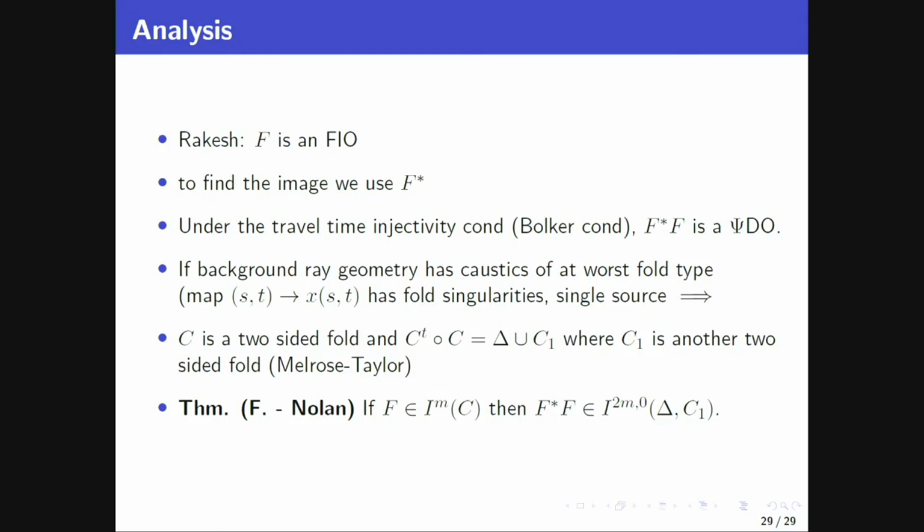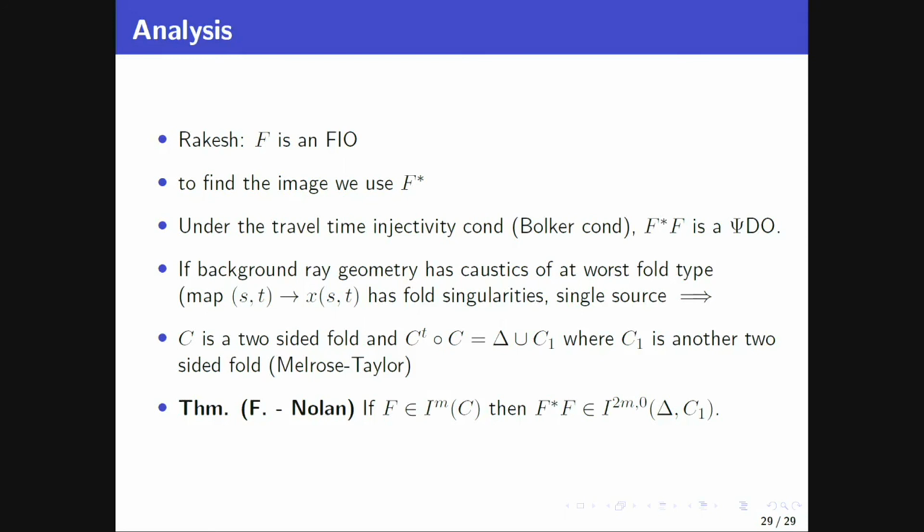If we have the Bolker condition, then this is a pseudodifferential operator, a very nice operator, and when this is elliptic, it can be inverted. In seismology, the Bolker condition means the travel time injectivity condition. It's the same thing, that's how they call it. But if this is not satisfied, and this is the case many times, in other words, if you have caustics in those rays, then F star F becomes very wild. And from here, we have these open problems and new problems for studying FIOs. When this condition is not satisfied, what can you say about F star F? There are results known so far, not many, but there are results.